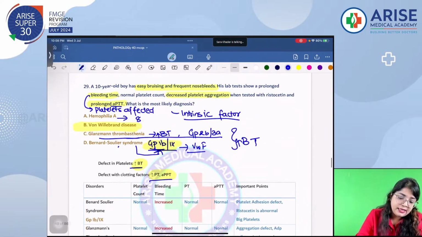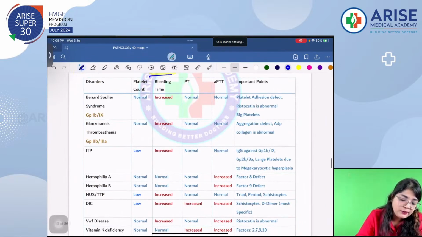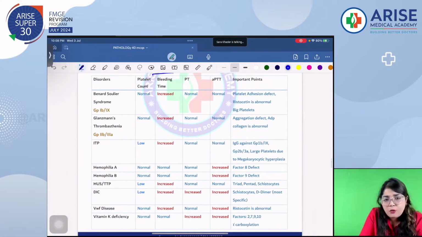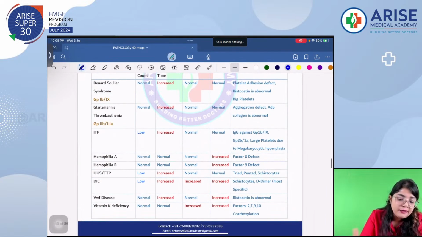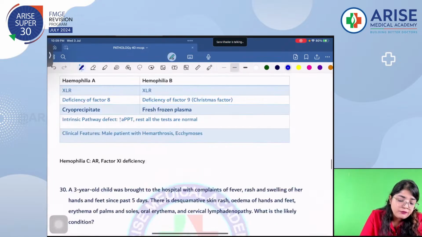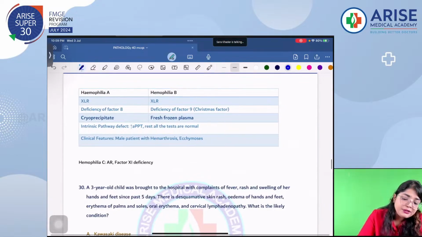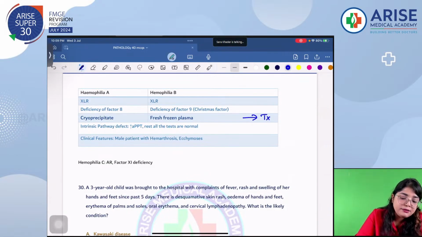Yes, 2B3A. Okay, 2B3A. So this one table, everything that is important for the exam, everything that you need to remember is given in this table. Just go through this. It's important. Now, hemophilia A and B, remember the treatment has been a question in INI-set.